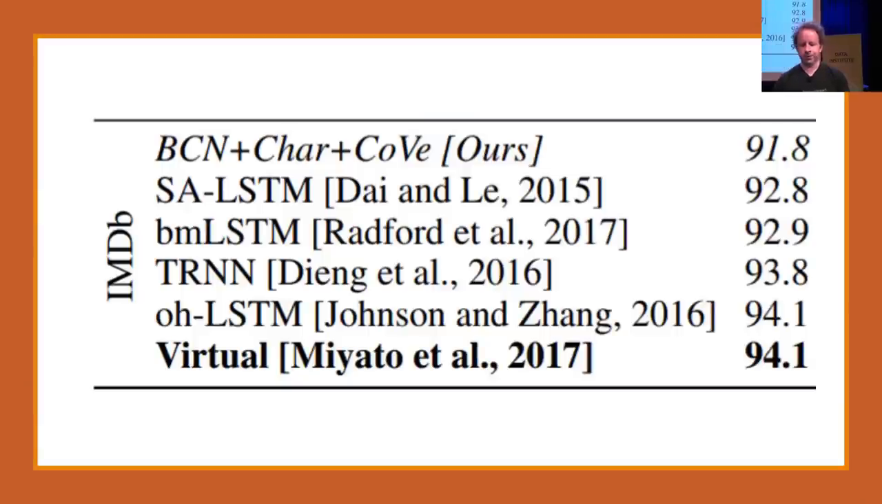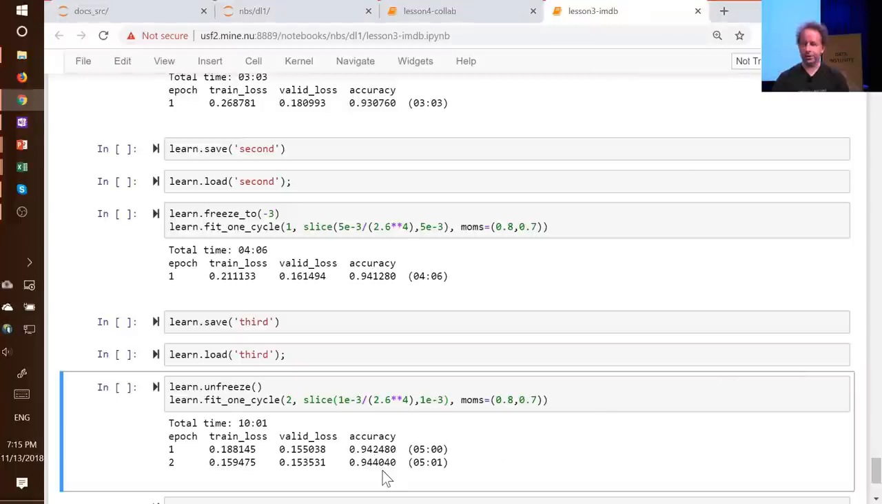If we compare it to last year's state-of-the-art on IMDb, this is from the CoVe paper from McCann et al. at Salesforce Research. Their paper was 91.8% accurate. In the best paper they could find, a fairly domain-specific sentiment analysis paper from 2017 that got 94.1, and here we've got 94.4. And the best models I've been able to build since have been about 95, 95.1. So if you're looking to do text classification, this really standardized transfer learning approach works super well. Any questions, Rachel?